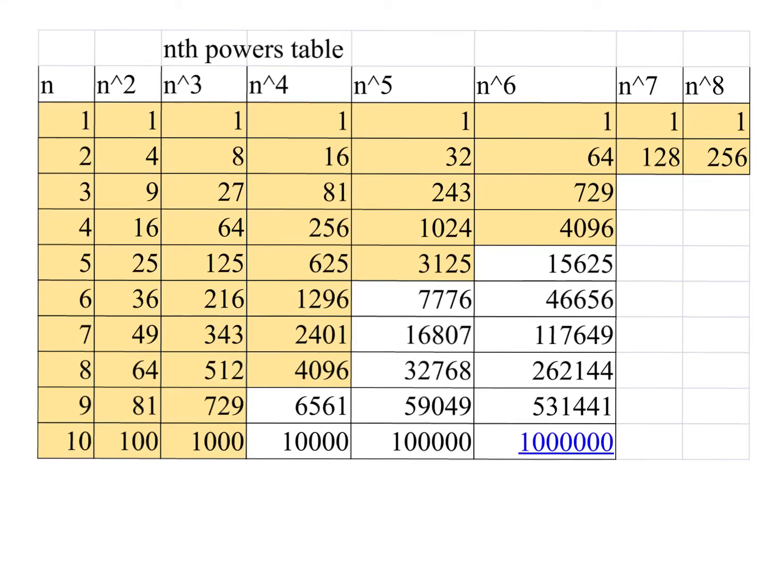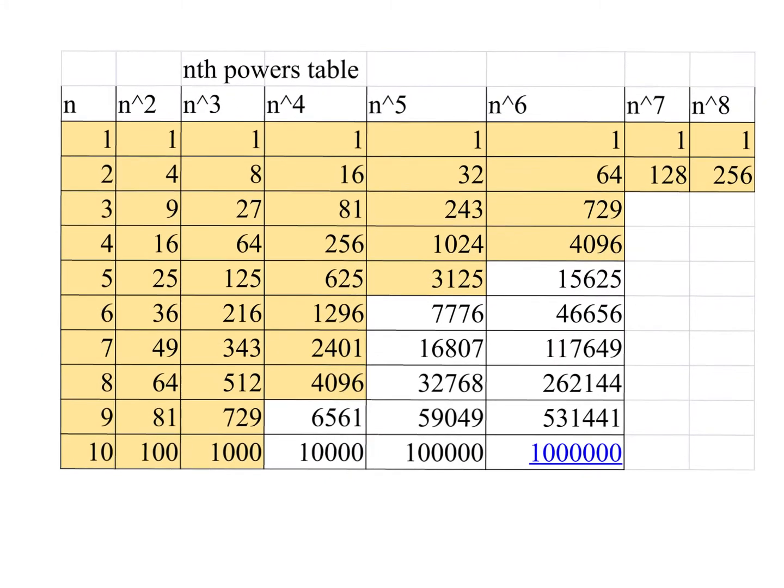Okay, so these are our nth powers. Some of these we are going to expect you to memorize, and I'm going to quiz you on them at the beginning of next week. Now, the quiz is not going to be what is 7 cubed, but what is the cube root of, let's say, 343.